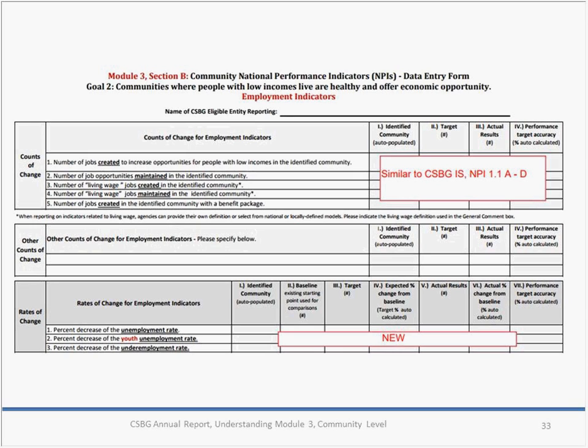For rates of change, we have 7 columns. The first column is your identified community. The second column is the baseline. When you began this initiative, what was the rate in that community? What was the unemployment rate when your initiative began? The third column is the target. What do you plan to make that unemployment rate in your community? The fourth column is the expected percent change from baseline. That will auto-populate for you based on the information that you enter in the second and third columns. The fifth column is your actual results. At the end of the program period or the reporting period, you'll enter what the actual unemployment rate is. The 6th and 7th columns will auto-populate for you as well: the actual percent change from the baseline and the performance target accuracy.